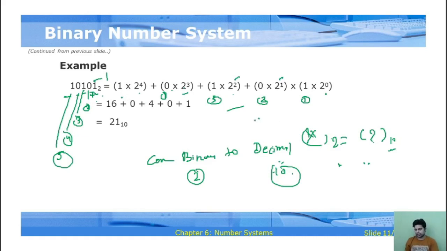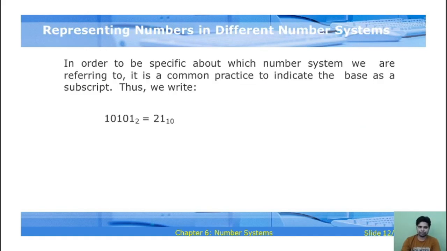In a similar way we calculate: this is 1, then 0, then 4, then 0, then 16, and the total is 16 plus 4 plus 1, which is 21. So this is also a conversion from binary to decimal. Clear? Okay.